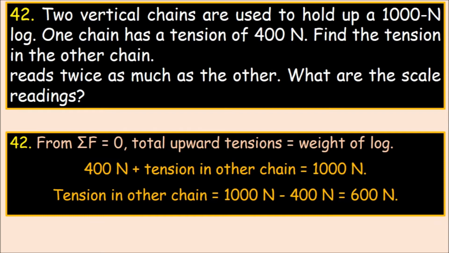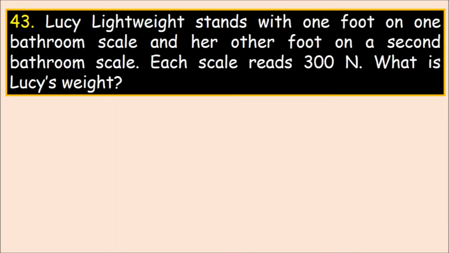From the sum of the forces equals 0, total upward tension equals the weight of the log, 400 newtons, plus the tension in the other chain, which equals 1,000 newtons. Tension in the other chain equals 1,000 newtons minus 400 newtons, which equals 600 newtons.